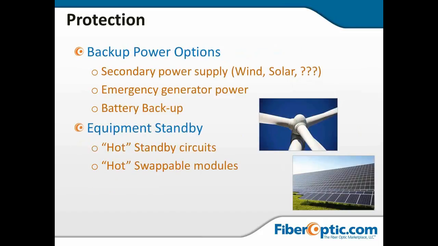And battery backup. What kind of power protection are we going to have? Secondary power supplies. Are we going to have a generator? Are we going to try to use wind or solar? Emergency generators are probably the old standby, a big Onan diesel engine running a generator outside the building, and you can switch over to that fairly quickly. A lot of them now have switches so that if it loses primary power, it will auto start the diesel engine and power up the generator.